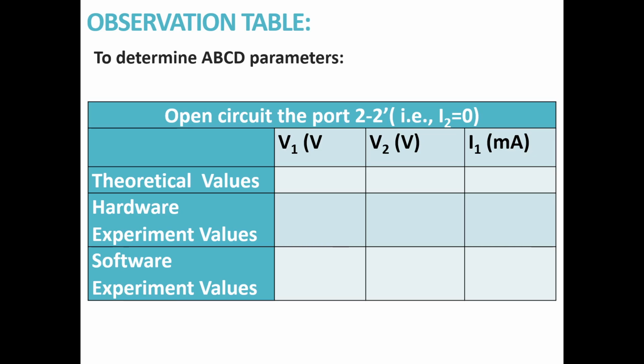V2 and I1. So you have to perform the theoretical calculations, and before doing the experiment you must note down V1, V2, I1, and after doing hardware experiment you must note down V1, V2, I1, and after doing software experiment you must note down V1, V2 and I1, okay, in this tabular column. You can pause this video and copy the table in your observation or notes.